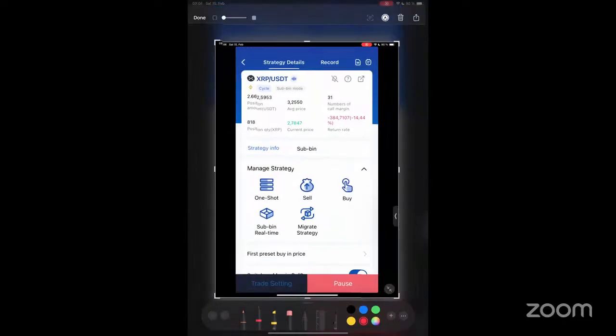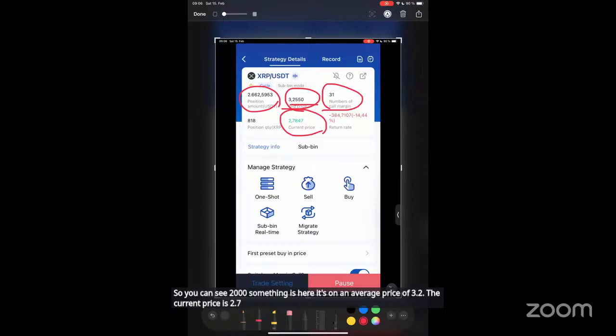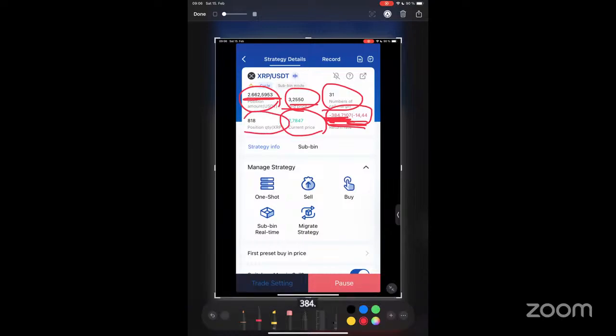So you can see 2000-something is here. It's on an average price of 3.2. The current price is 2.7. It has done 31 margin calls. If I decide to sell XRP, I'll lose negative 14% of this amount, which is already calculated here, 384. Then this is the quantity, 2,662 USDT. Okay, that's the quantity.